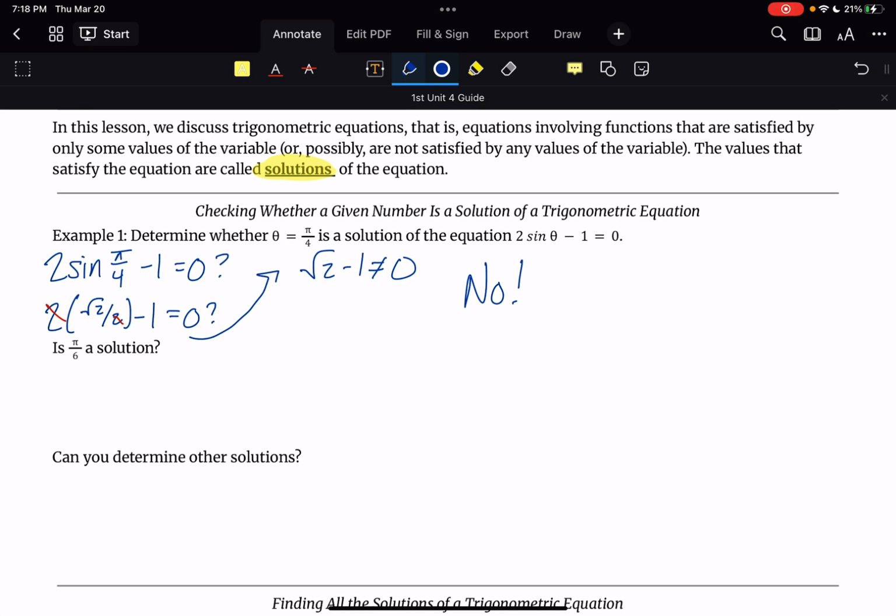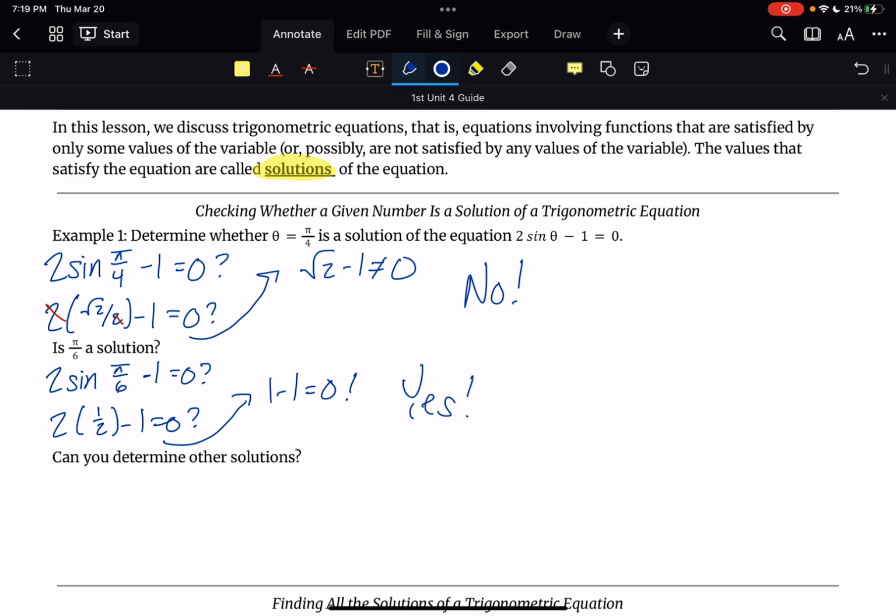To check if pi over 6 is a solution, we're going to do the exact same thing and substitute it in. So I get 2 times the sine of pi over 6 minus 1. Does that equal 0? I know that the sine of pi over 6 is 1/2, so 2 times 1/2 minus 1. Those 2's cancel, and 1 minus 1 does equal 0. So pi over 6 is a solution.